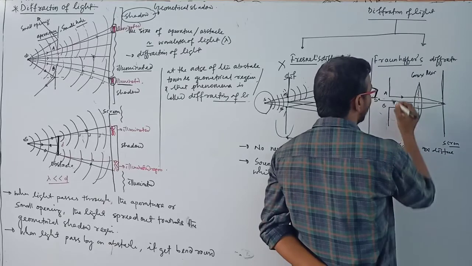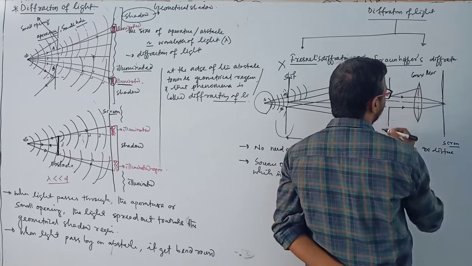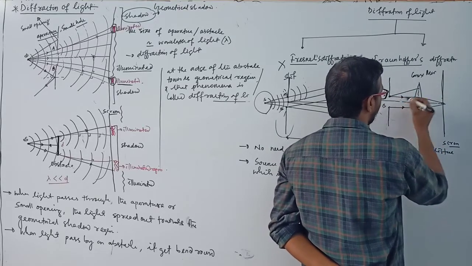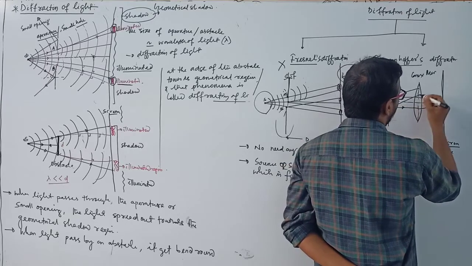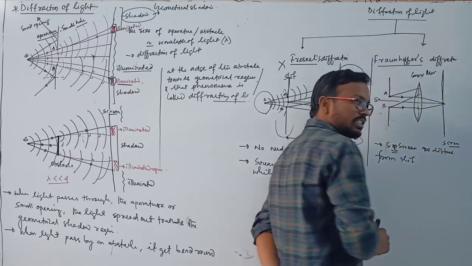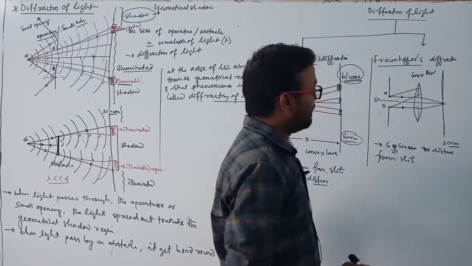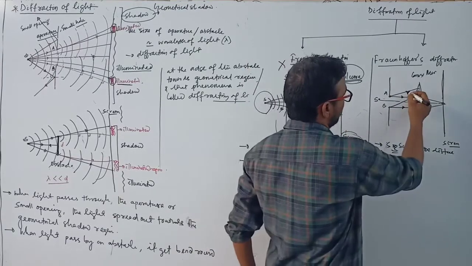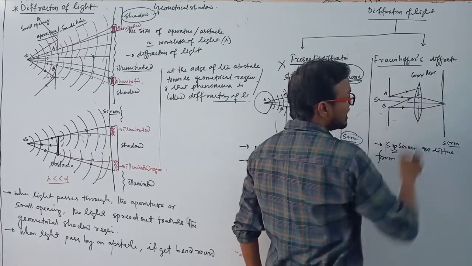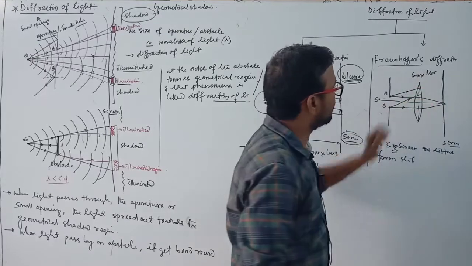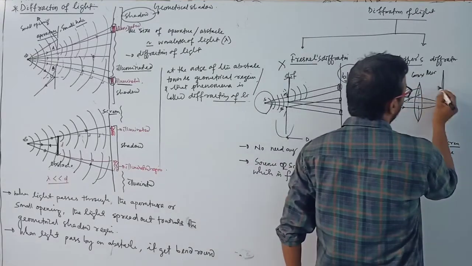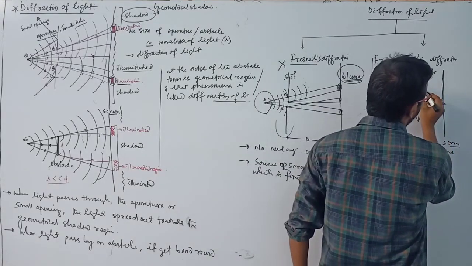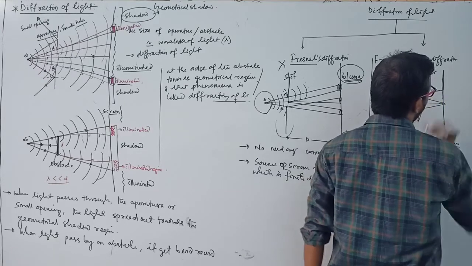Clear? Similarly, if you take another ray here, this is the first ray, and you take another ray as the second ray, and these two rays are also parallel to each other. We already know if two rays are parallel to each other, but they are not parallel to the principal axis, after refraction through the lens, they meet on the focus plane or focal plane. This is known as the focal plane.